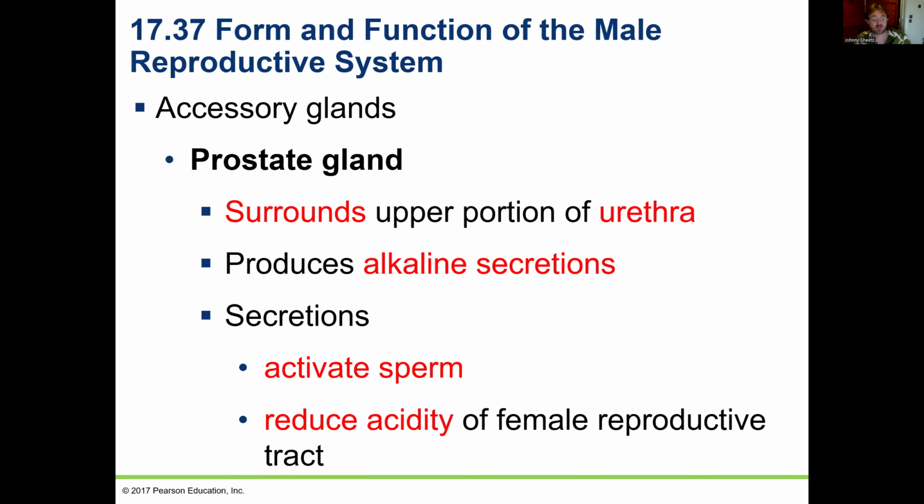Now, accessory glands. The prostate gland is going to surround the upper portion of the urethra, and it's going to produce alkaline secretions, which means they're going to be basic pH. These secretions are going to do two things. Firstly, there's a little bit of sugar and there's some hormones in there. That's going to energize the sperm and get it to start swimming. And it's also going to reduce the natural acidity of the female reproductive tract, along with the acidity of your urethra, which is going to in turn allow the sperm to do what it needs to do without getting killed by the acid.